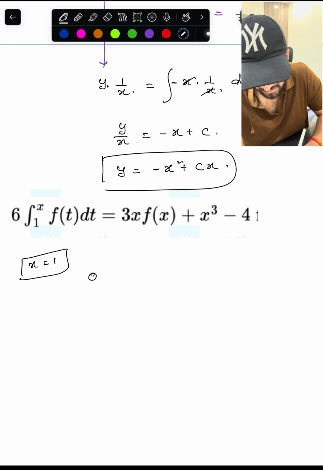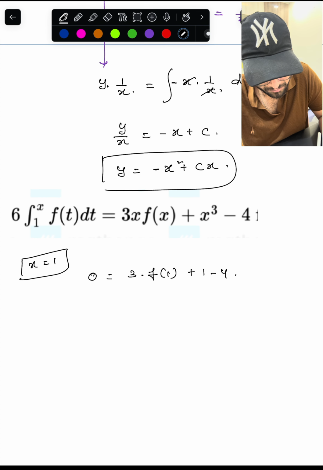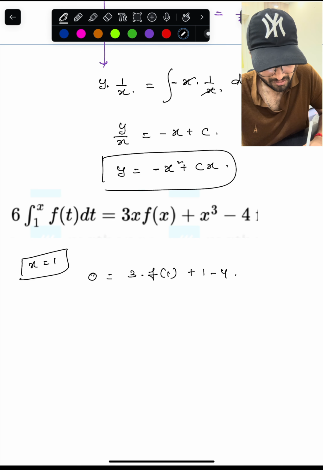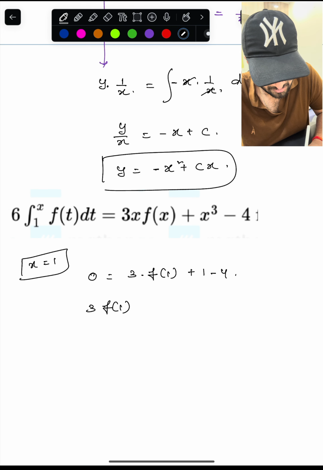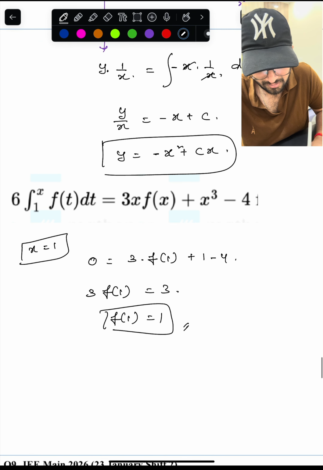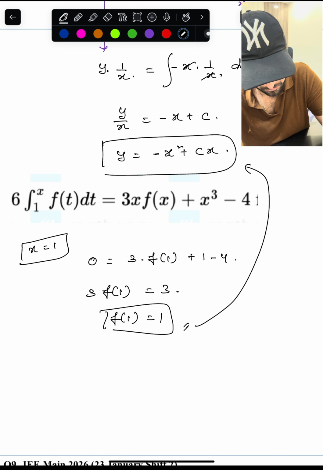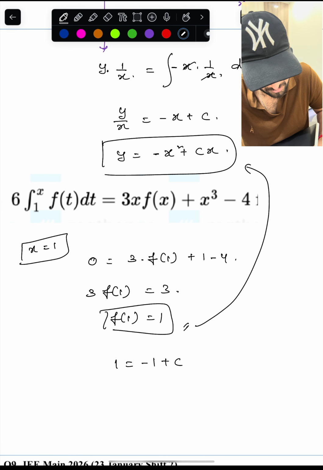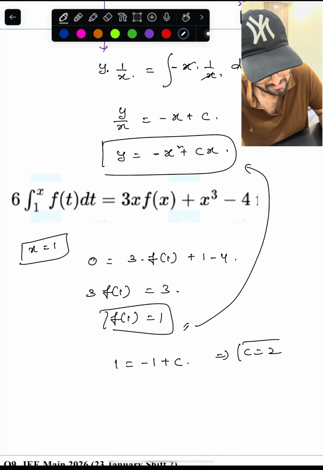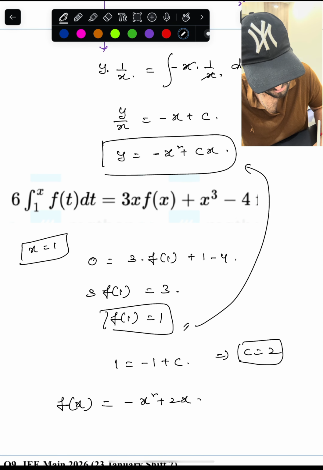So if I substitute x equals 1, this is going to be 0. Now 3 into f of 1 plus 1 minus 4, right? So now 3 f of 1 equals 3, f of 1 equals 1 we got. Done. So substitute in this equation. So x equals 1 means y is 1, 1 equals minus 1 plus c. So our c is 2. So now the equation is f of x equals minus x square plus 2x.